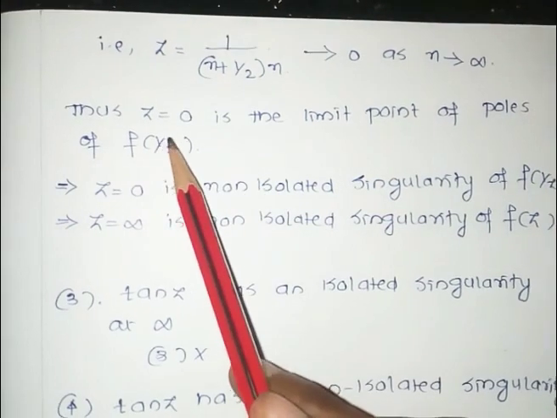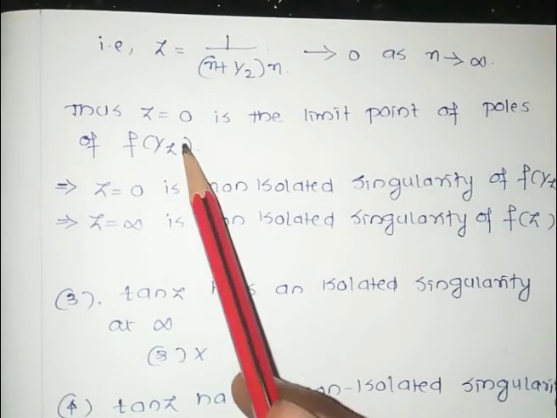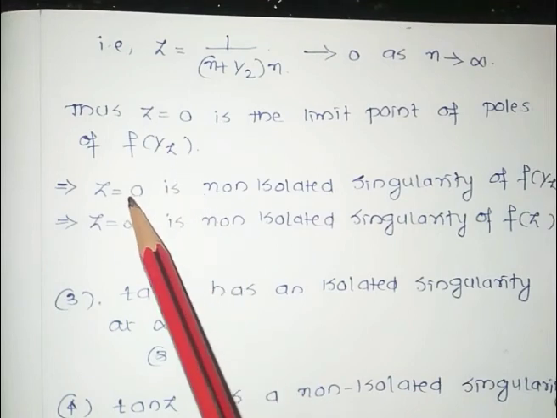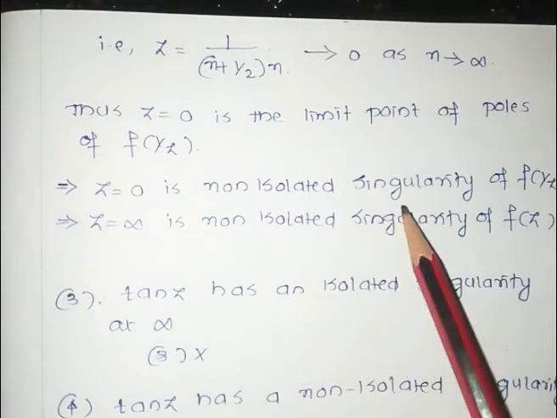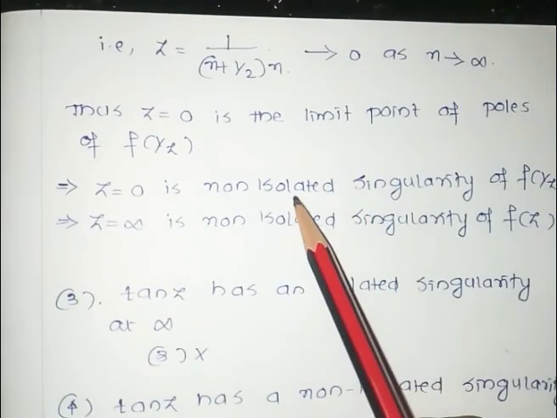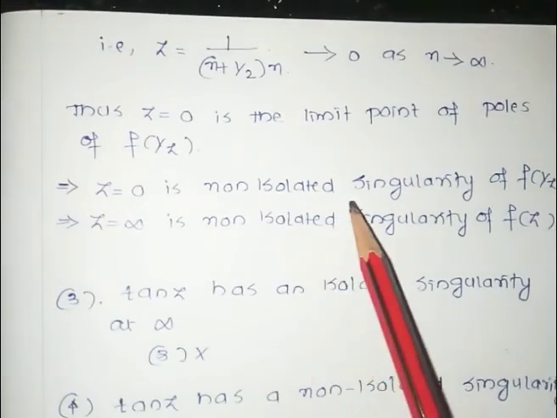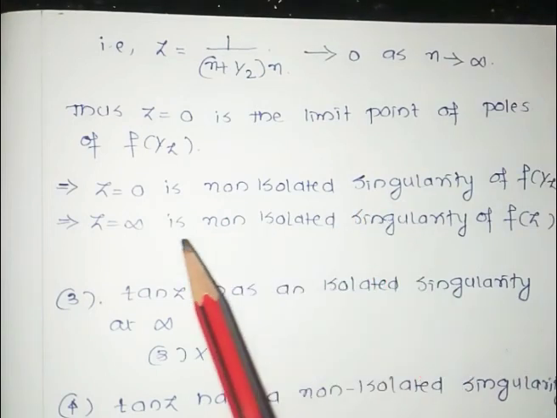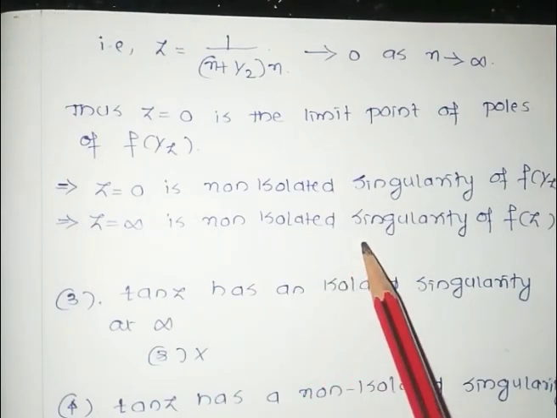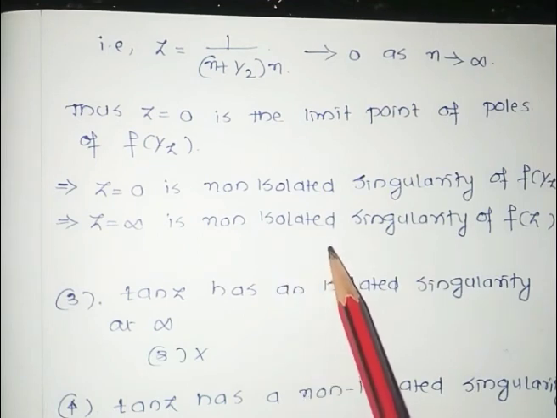Therefore we have said that z equal to 0 is a limit point of the poles of f of 1 by z. Then by note number 2 we have said that z equal to 0 is a non-isolated singularity of f of 1 by z, because the limit point of poles is a non-isolated singularity. Therefore z equal to 0 is a non-isolated singularity of f of 1 by z, which implies that z equal to infinity is a non-isolated singularity of f of z. That is, z equal to infinity is a non-isolated singularity of f of z.